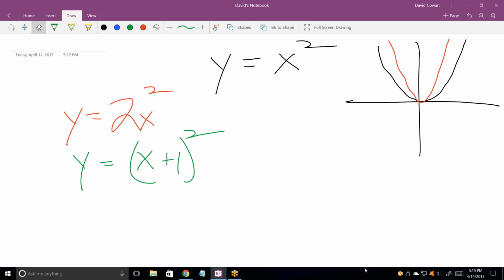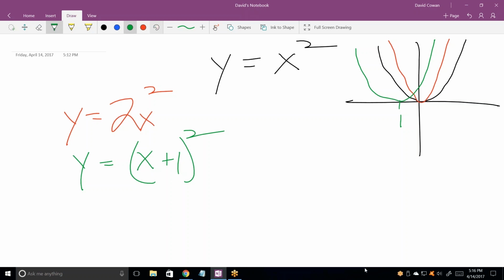So the green curve is going to be, if this is at 1, then the green curve goes right there. Same shape as the black curve, incidentally. Not the same shape as the red, because I didn't put the 2 in front of it. But it's the same width as the black curve.